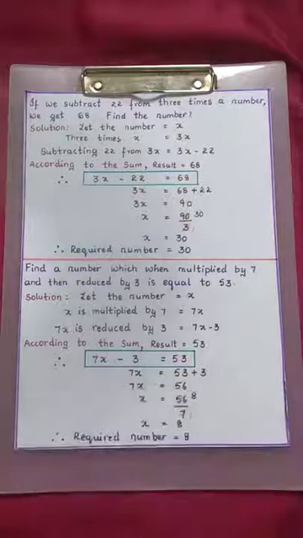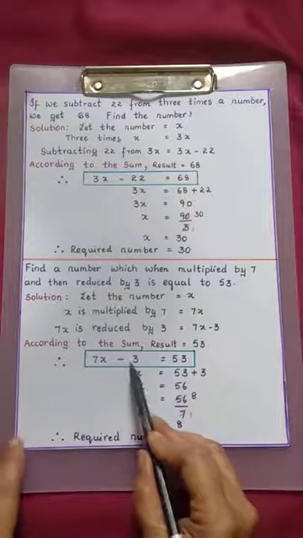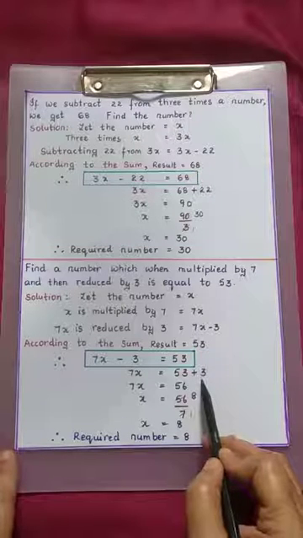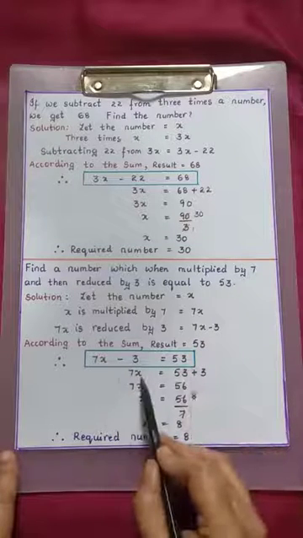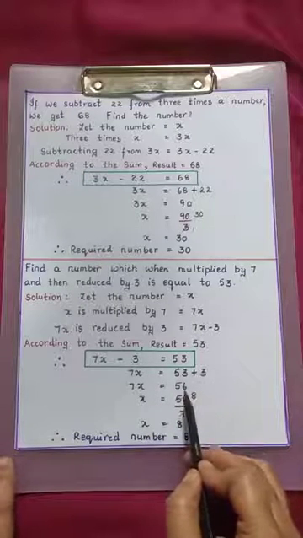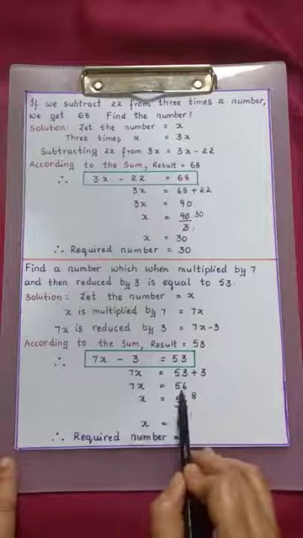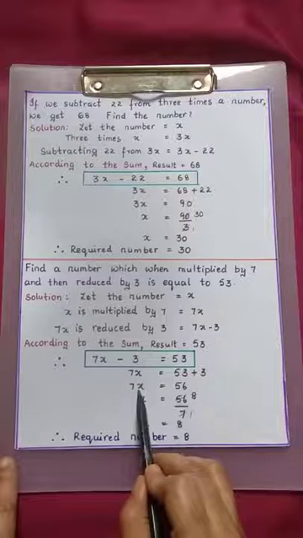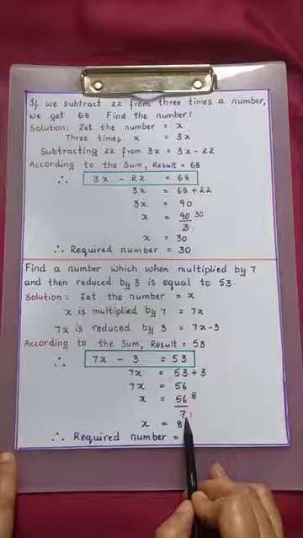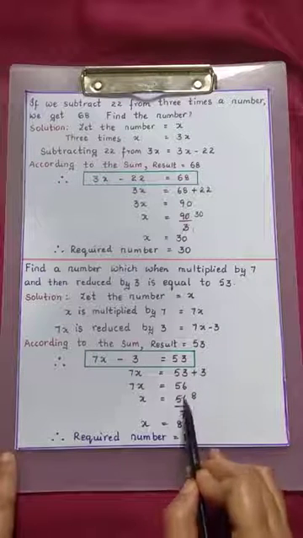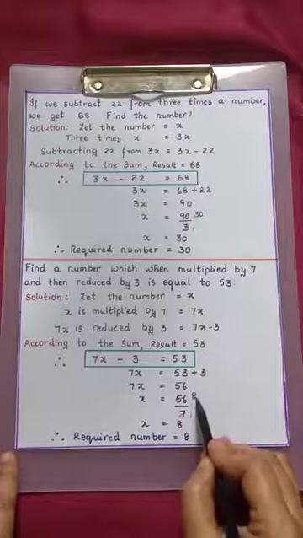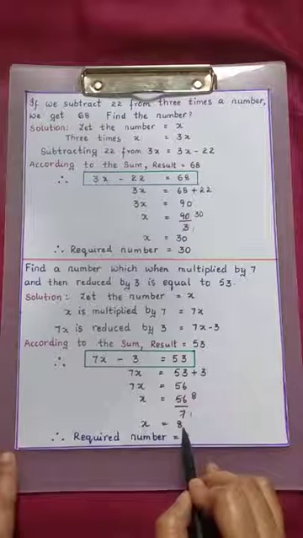Now you see, let us solve. Left side we have minus 3. When you transpose to the right side, it becomes plus 3. So leave the variable term 7x here. 53 plus 3, which is equal to 56. 7x is equal to 56. It means here 7 is multiplied by x. When you transpose to the right side, we divide. So 56 by 7. Simplify here. 7 ones, 7 eights. X is equal to 8.